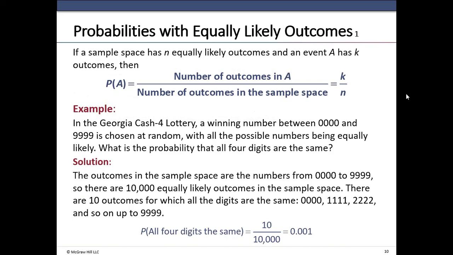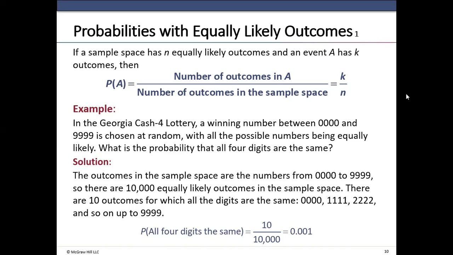What is a good example of that? When we toss a coin, what is the probability of head? How many faces have got head? It is 1. K is 1. Total number of faces is 2. So probability of A, or probability of head in this case, is 1 out of 2 or 0.5 in the long run.